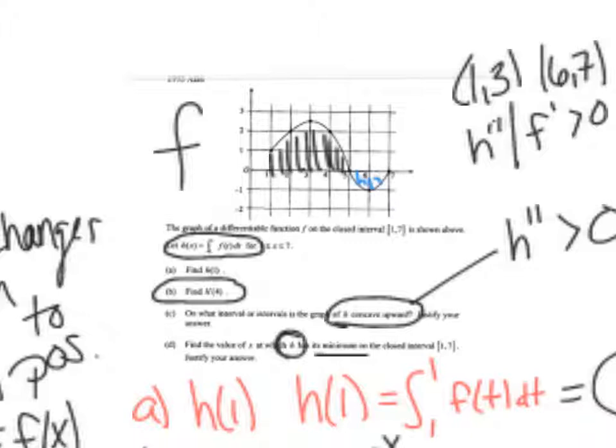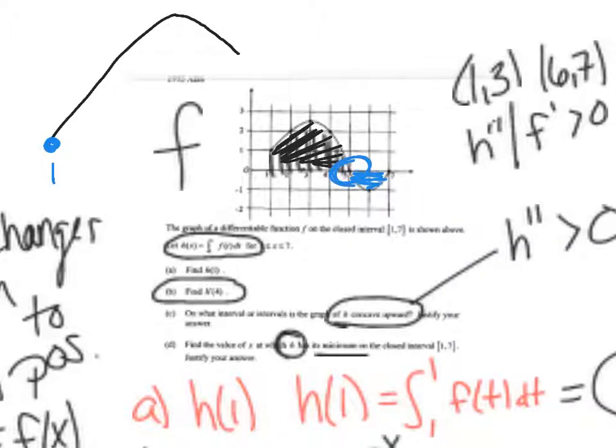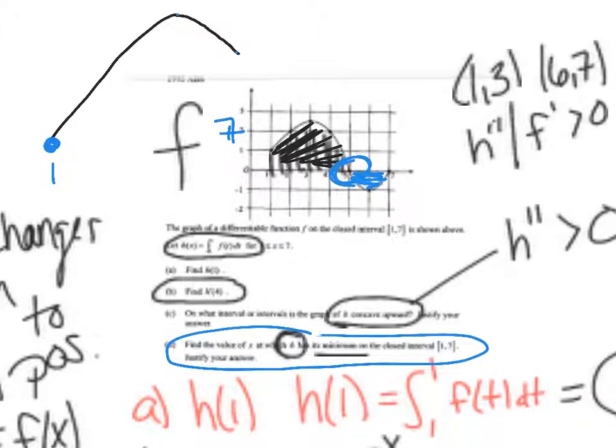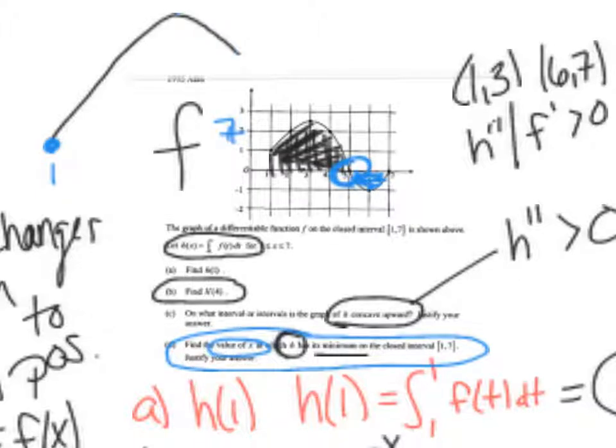How do I know that? Look at all this area compared to this area. I went up a lot and I only came down a little. This is positive area, a lot of it, and this is just a little negative area. So starting at 1, I have this height, whatever it may be. I have a max at 5, because I went up until 5, and then I came down just a little bit at 7. So I would say, find the value at which x has a min. It has a min at x equals 7.